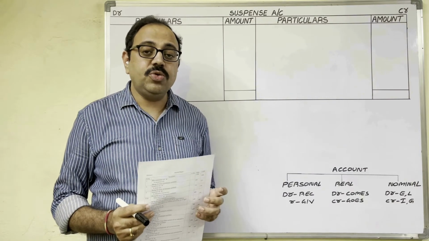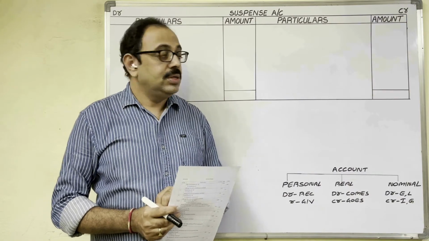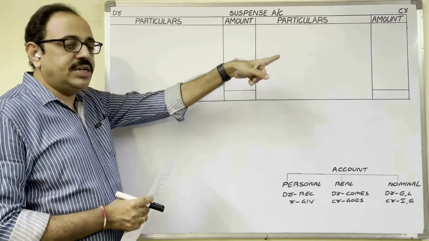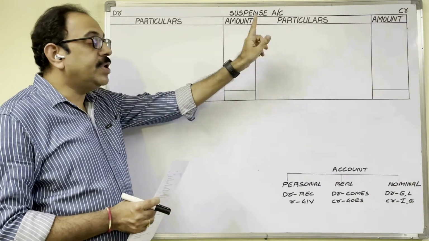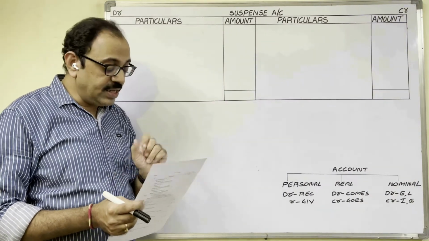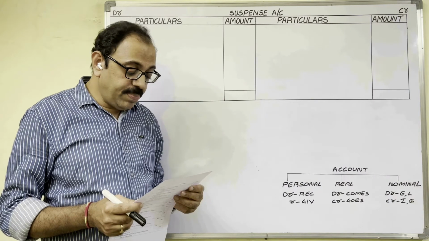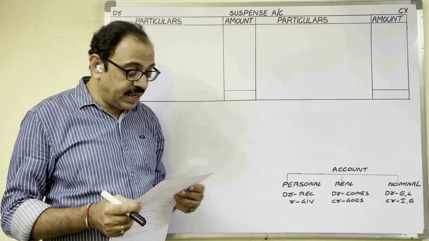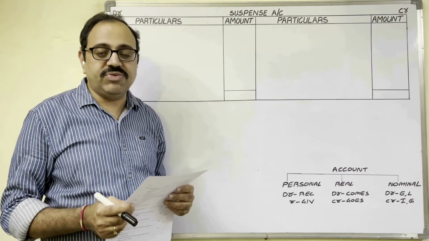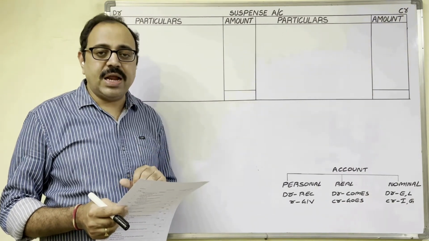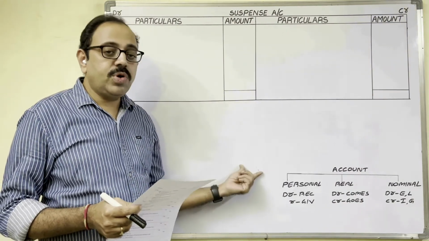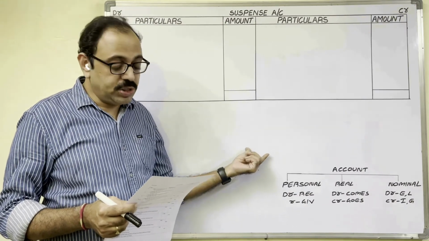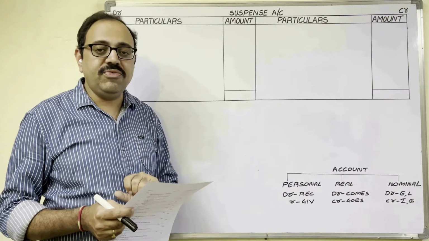Finally, he is asking to prepare suspense account. This is suspense account format. Two sides, debit side, credit side, particular, amount, particular, amount. See the starting sentence of the question. A bookkeeper, while balancing his books, finds that he is out with an excess credit of 2375. While preparing trial balance, credit column total is more than debit column total. So credit column total is more by 2375.